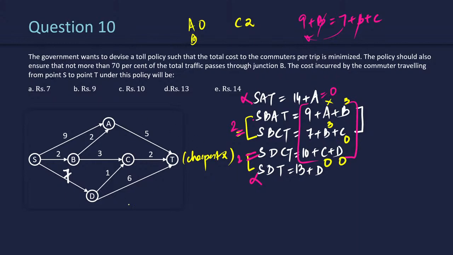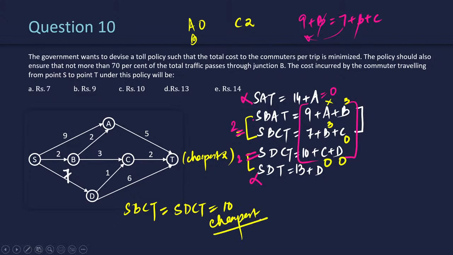What happens is the SBCT cost becomes the same as the cost for SDCT, which is 10 rupees and which is the cheapest travel, right? The least cost travel, SBCT and SDCT. Since SBCT and SDCT, they both are going to take only 10 rupees.